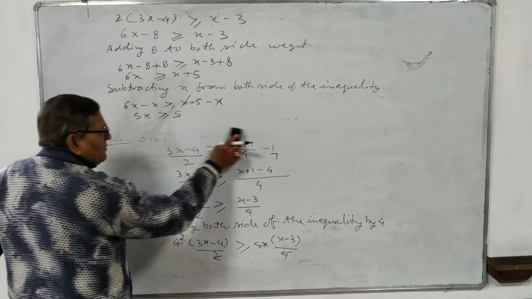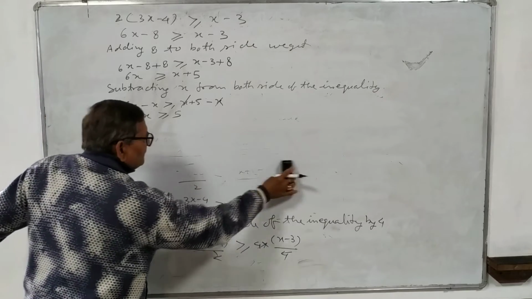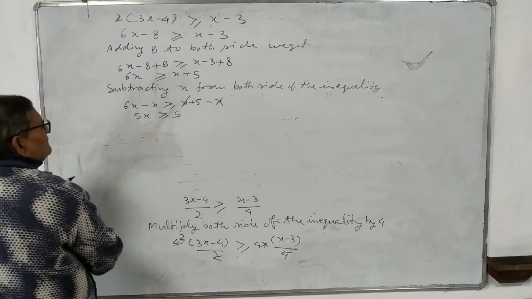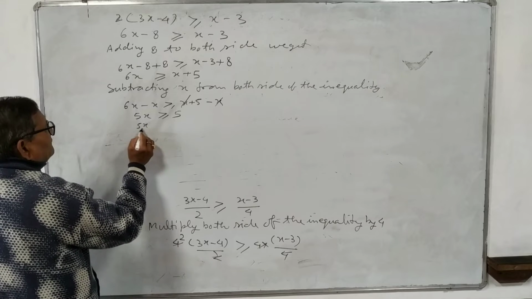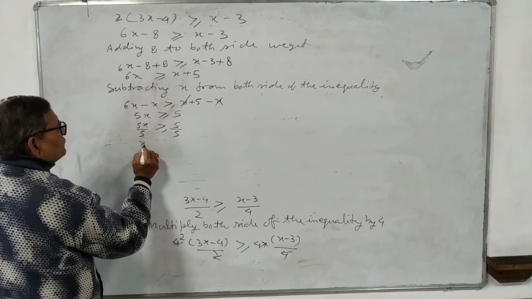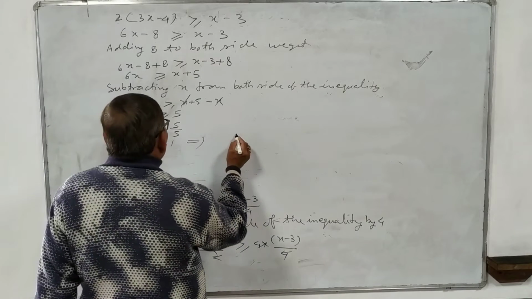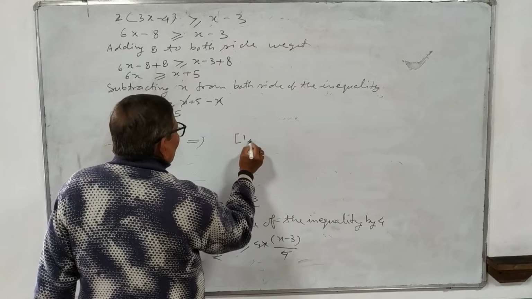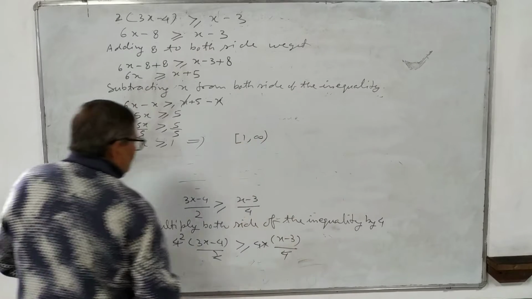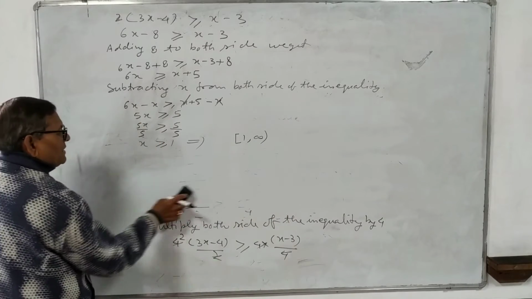On dividing by the positive number 5, again the sign of the inequality remains the same. So this implies that 5x divided by 5 is greater than or equal to 5 divided by 5. So x is greater than or equal to 1, which implies the interval 1 to infinity. Now we have to show the graph of this solution on the number line.